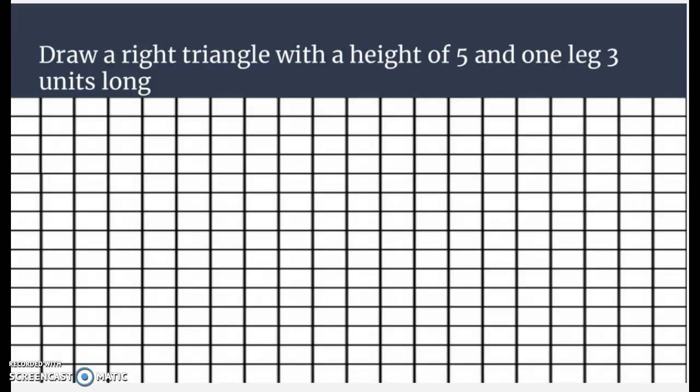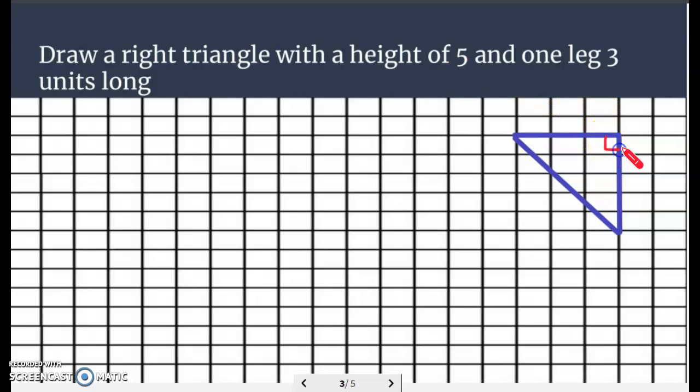Alright, this one we're going to draw a right triangle with a height of 5 and one leg that is 3 units long. So I'm going to start in the corner here, and go 1, 2, 3, 4, 5 units. There's my height of 5 units. And I'm going to go 3 units this way. 1, 2, 3. Then to make the right triangle, I need to connect them right there. And please note the right angle here. That guarantees that it's a right triangle. And notice the dimensions: 5 here, and then 3 across for the other leg.